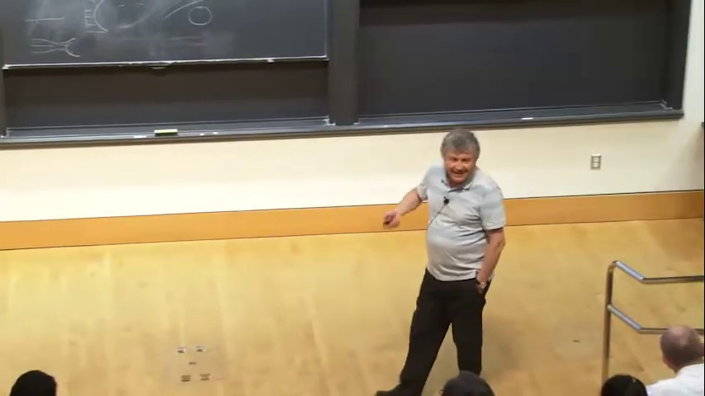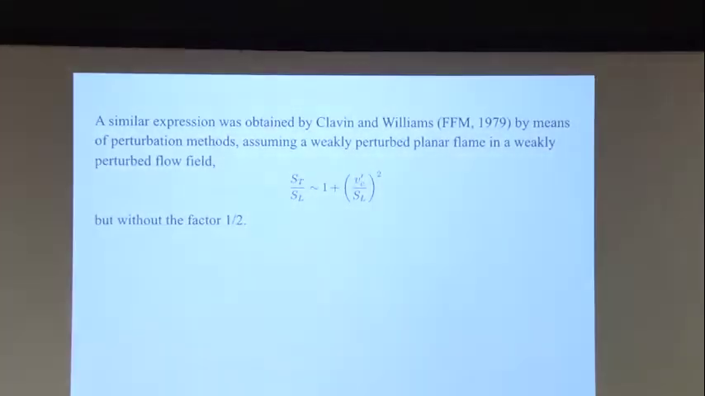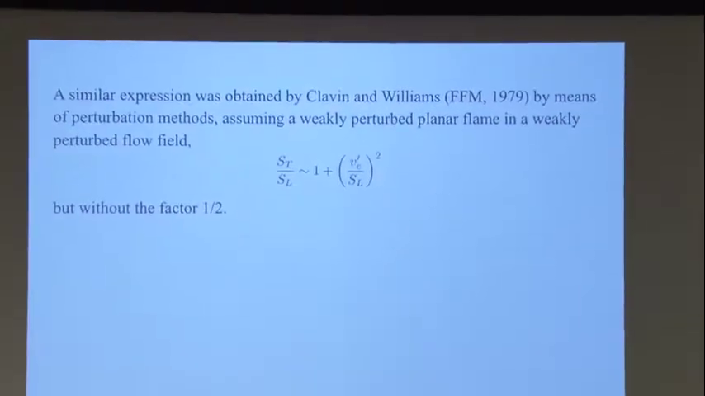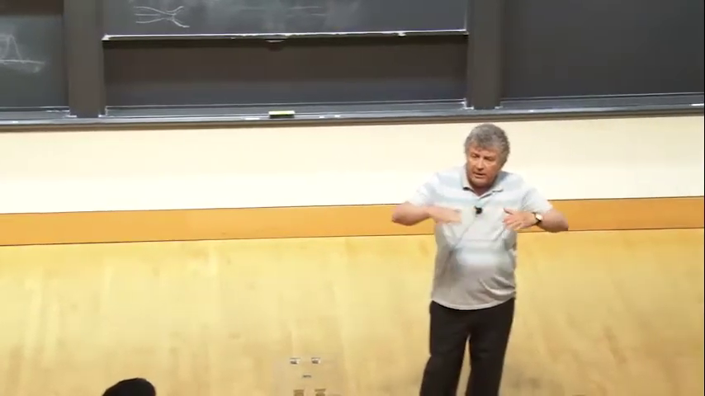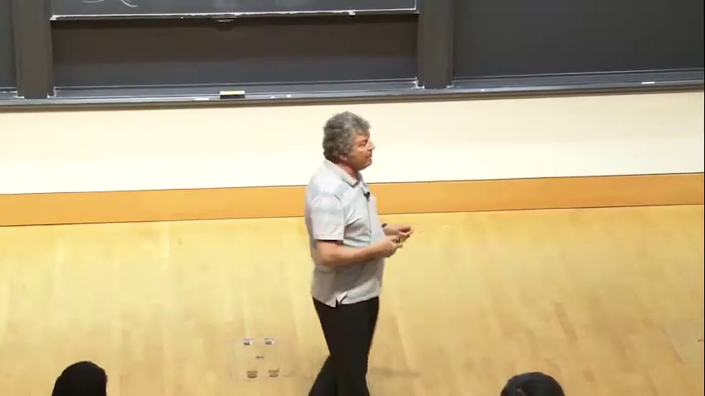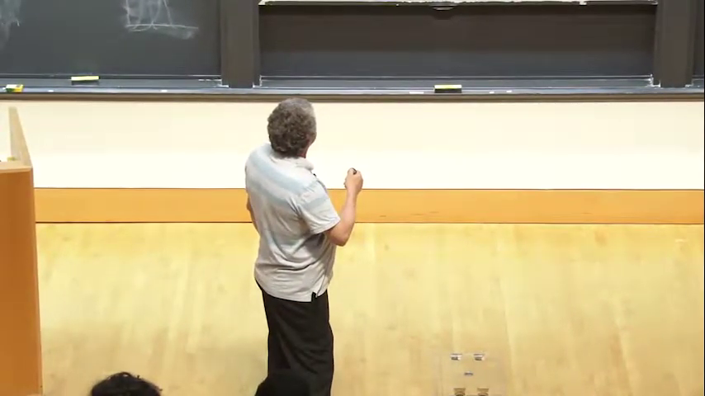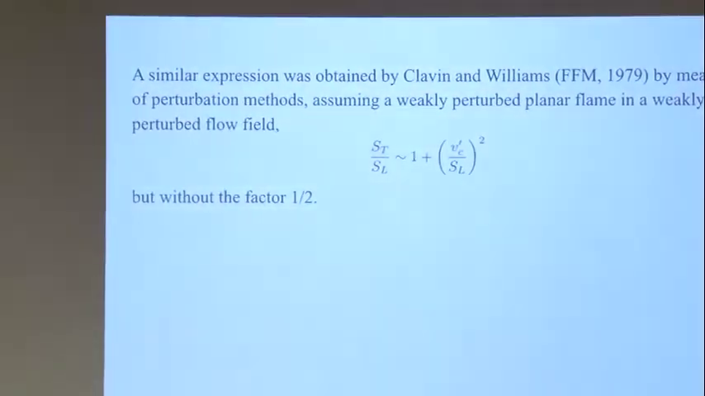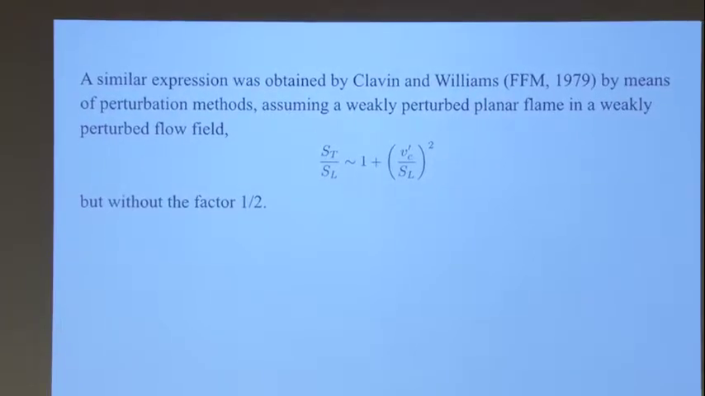And then if we jump up in the development, the only next significant theoretical development was by Clavin and Williams. It's not FFM, but it's JFM, and I catch my typos. And Clavin and Williams, it's in fact the same paper that I mentioned earlier this week, they have used the multi-scale approach by looking at a planar flame which is weakly perturbed and so on. And they were able to argue that the turbulent speed versus laminar flame speed is 1 plus V prime squared. Again, a quadratic dependence, but no half, as Shelkin had.